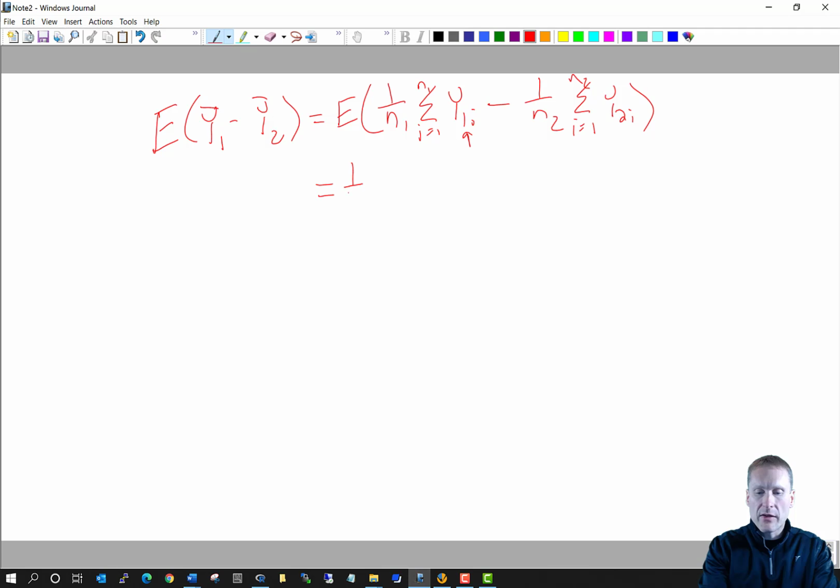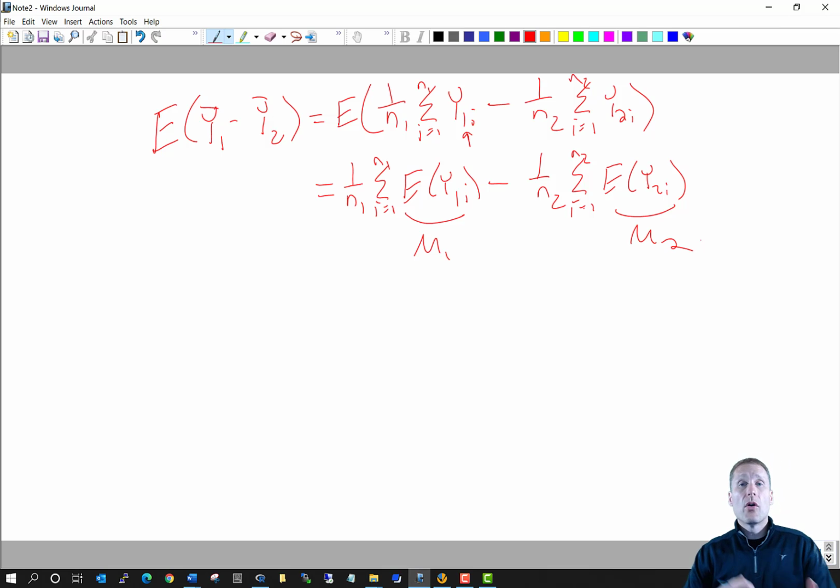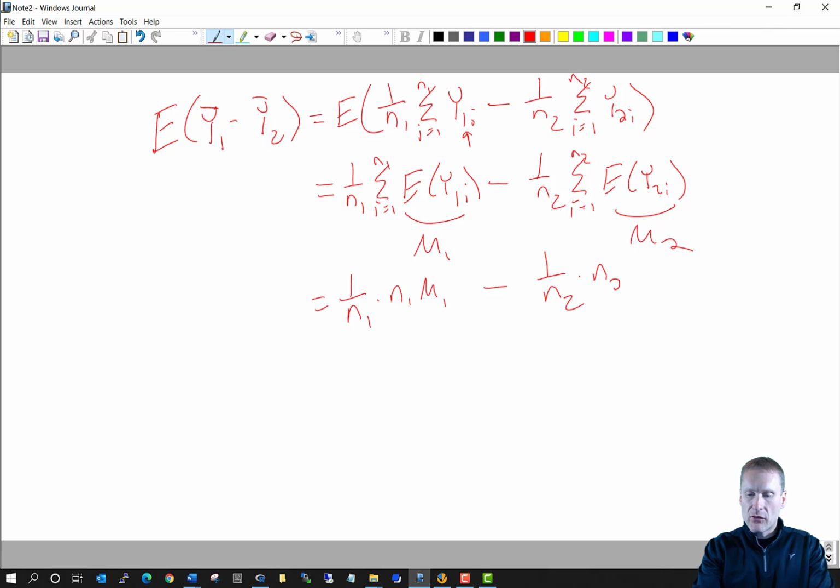So we can rewrite this as 1 over n1 times the sum i equals 1 to n1, expected value of y1i, then minus 1 over n2 times the sum i equals 1 to n2, expected value of y sub 2i. These two have corresponding means of mu1 and mu2 respectively. And so in the end, I have 1 over n1 times n1 of these mu1s, minus 1 over n2 times n2 of these mu2s. The n's cancel out, and I'm left with mu1 minus mu2.